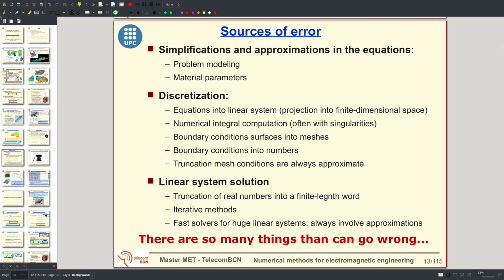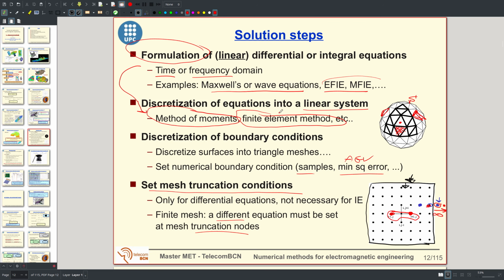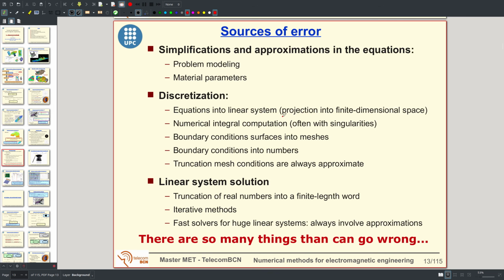In fact, all the steps that we have seen in this slide, all of them introduce error. First of all, even the equations that we have formulated, even Maxwell's equations, wave equations, integral equations, whatever, introduce simplifications and approximations, because the real life problem that we have to solve is much more complex than we can model with equations. The equations are just a simplification of a very, very complex problem.